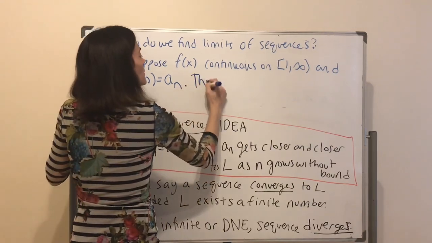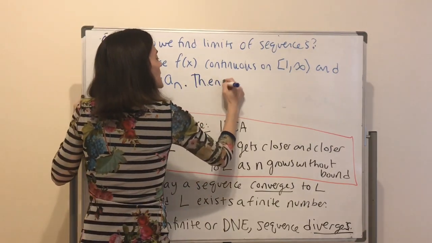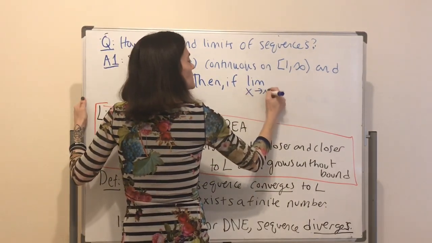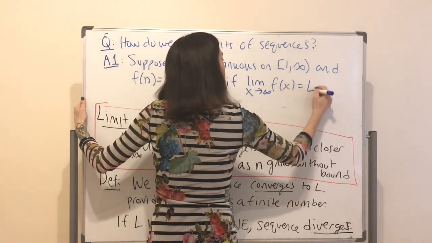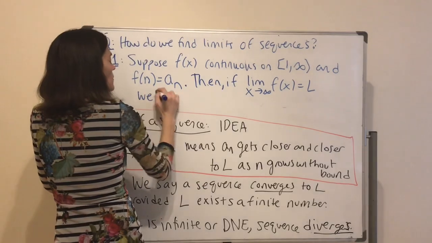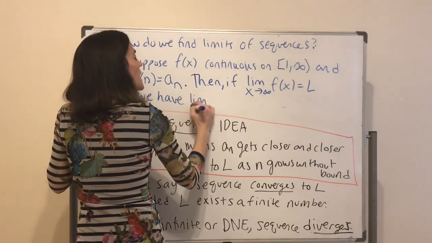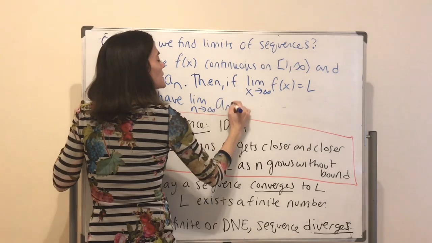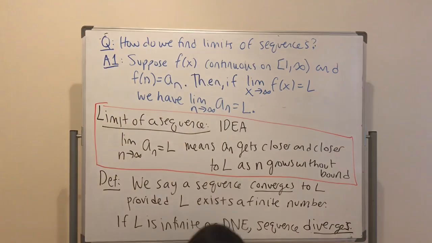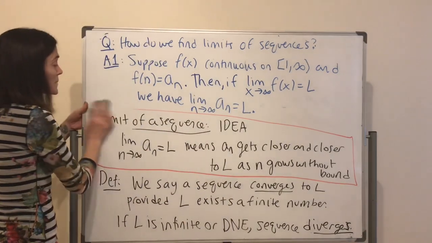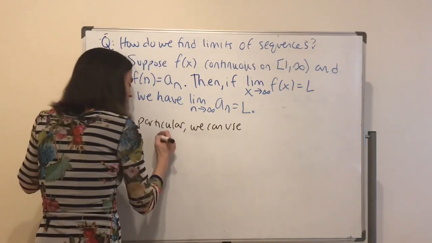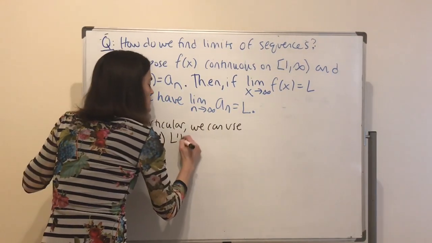Well, then, if the limit as x goes to infinity of f of x equals L, we have the limit as n goes to infinity of a_n is L. So I will state it like this. What this means is everything we know about limits of functions we can use when we think about sequences. In particular, what can we use? Number 1, we can use L'Hopital.